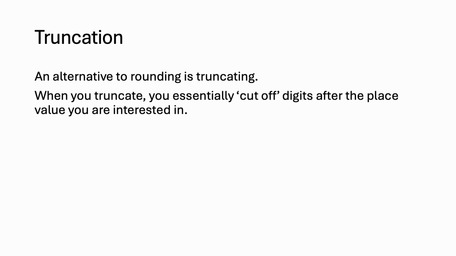Now we've got truncation, which is an alternative to rounding. When you truncate, you essentially cut off digits after the place value you are interested in. So for instance, let's say we have a number of 15.7932, and the question said for you to truncate to 1 decimal place.